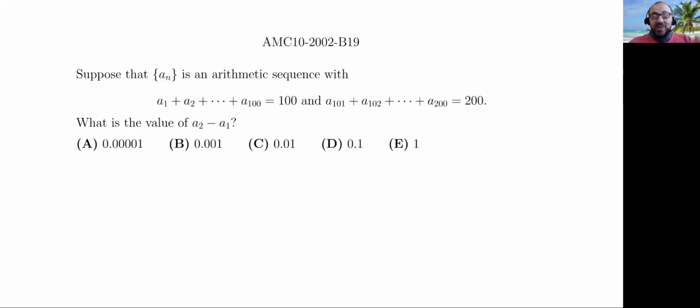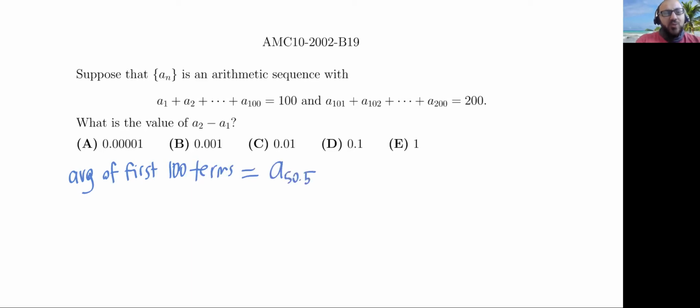Here, it's the first 100 terms. It's not a50 or a51. So we are going to define the middle term as a50.5. Isn't that cool? So the average of the first 100 terms is a50.5. What do we mean by that? In an arithmetic sequence, we can define a50.5 as the average of a50 and a51. It's the mean of them, or you can think of it as the median of them. They are the same in an arithmetic sequence.